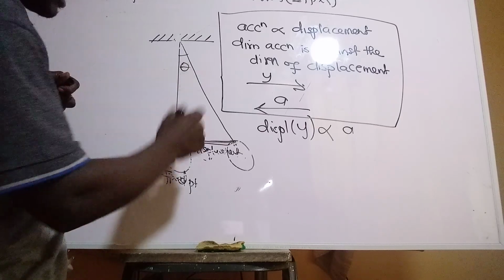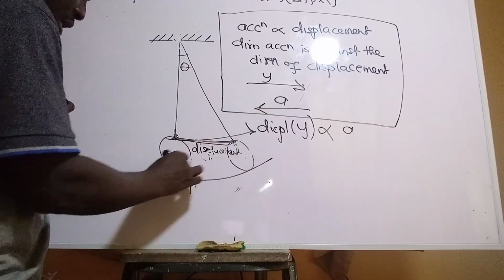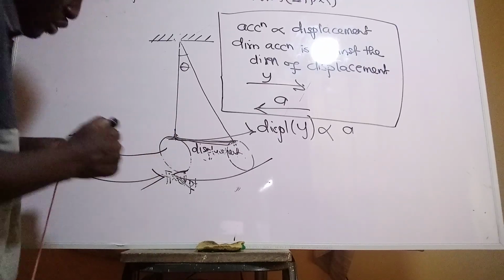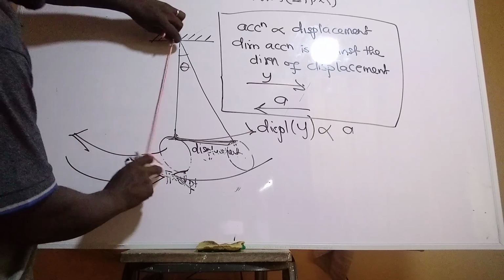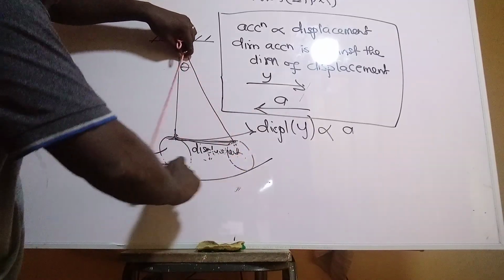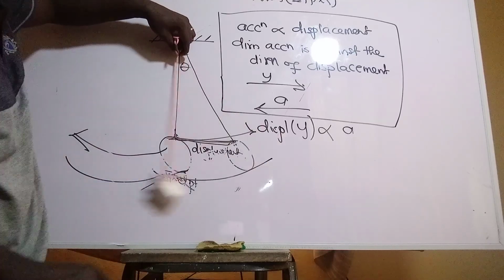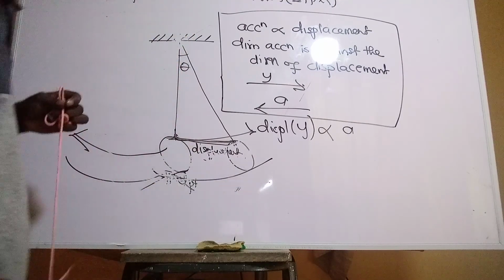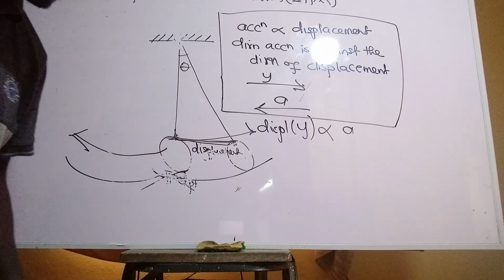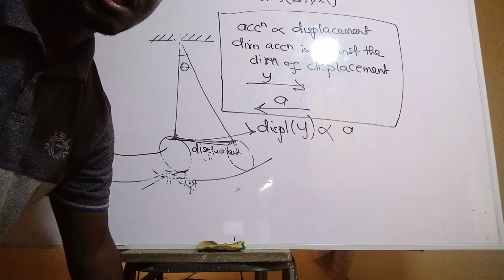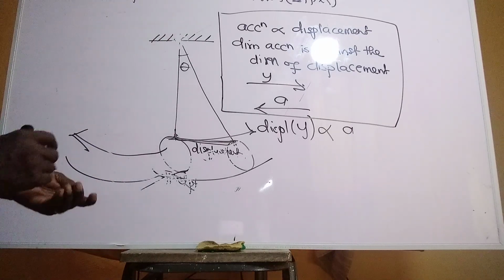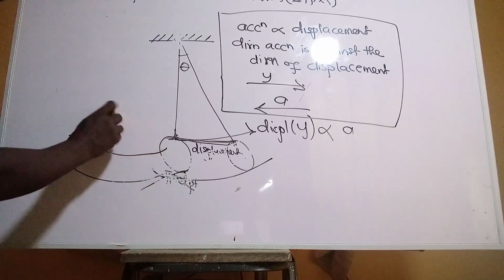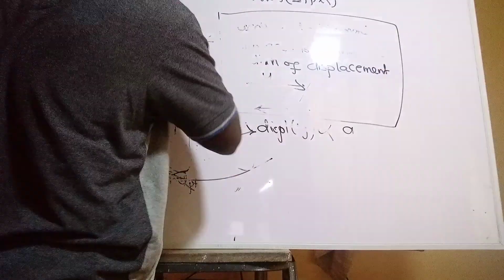So you displace it in this direction, it accelerates in the opposite direction. You displace it in this direction, it accelerates in the opposite direction. So you displace it here, you leave it to accelerate here. You displace it here, you leave it to accelerate here, and the motion is repetitive. And these are the key features or attributes of simple harmonic motion. So let's put the whole information together and define simple harmonic motion.